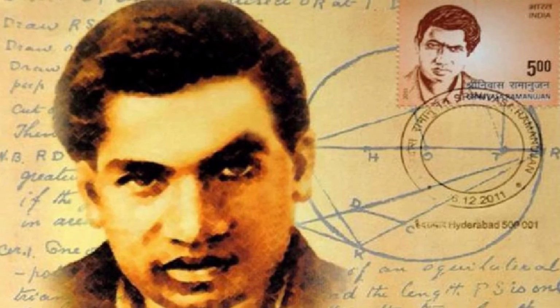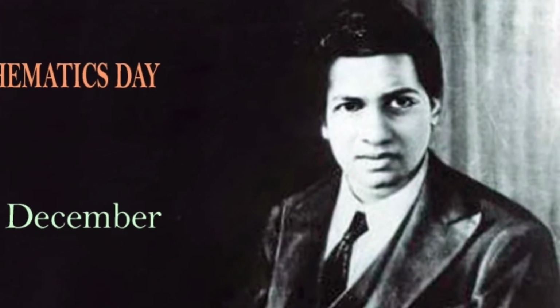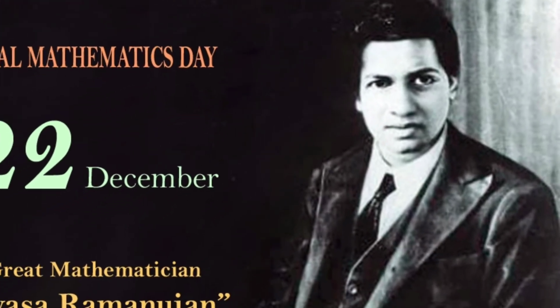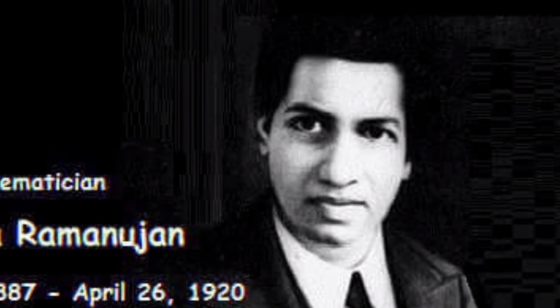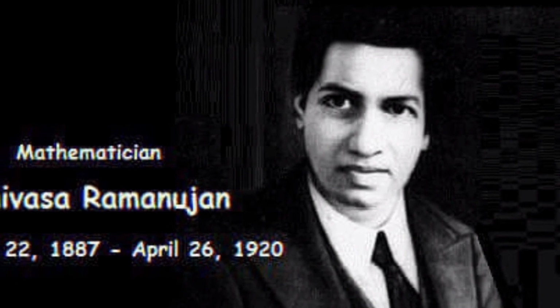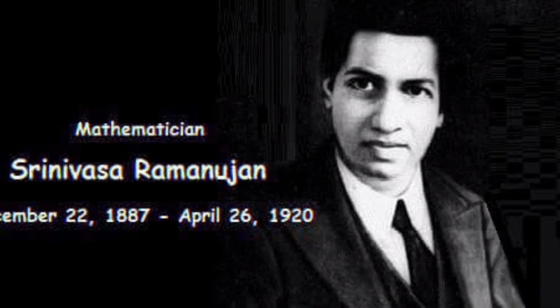Ramanujan produced an astonishing 4,000 theorems in different topics. Some of them are number theory, algebra and etc. Ramanujan died at the young age of 32 in 1920, leaving us a great history in mathematics.